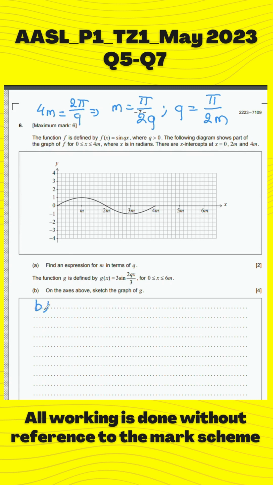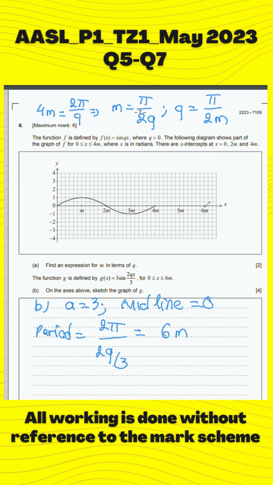So let's analyze it first. The amplitude will be 3, the midline will be 0, and the period will be 2 pi over 2q over 3. And we substitute q with pi over 2m. So when simplified, the period will be 6m. Okay, so 6m over here, and we divide 0 to 6m into 4 equal parts. So it will be 1.5m. So here, here, and here.